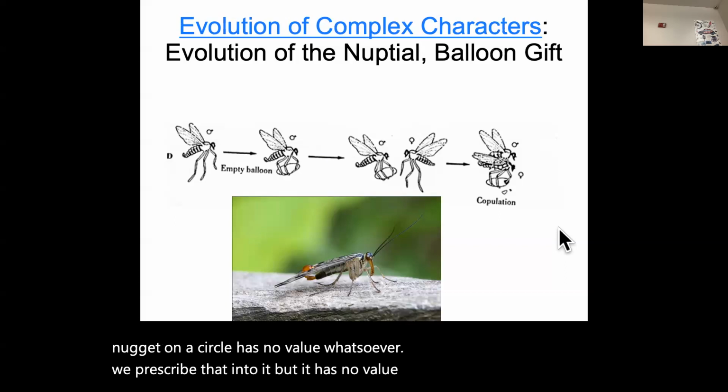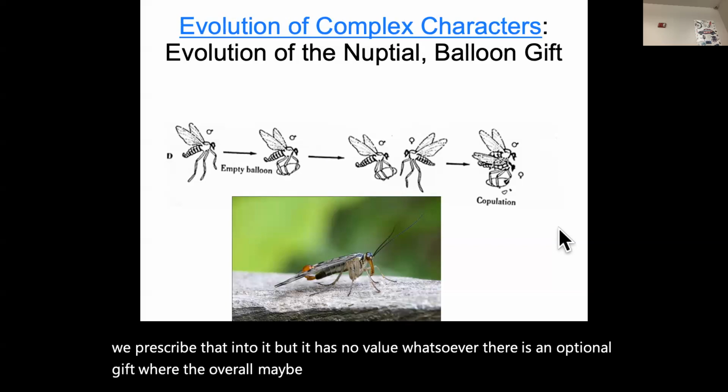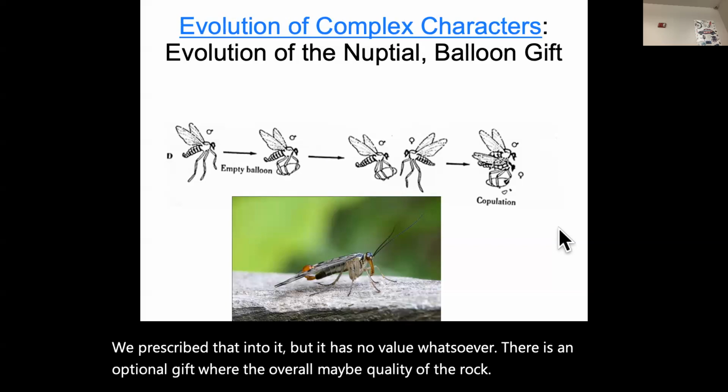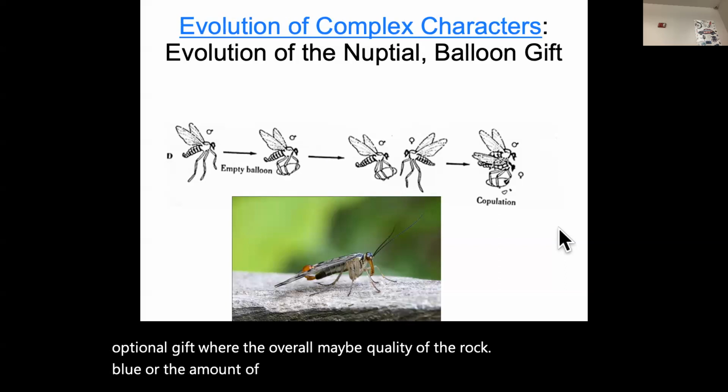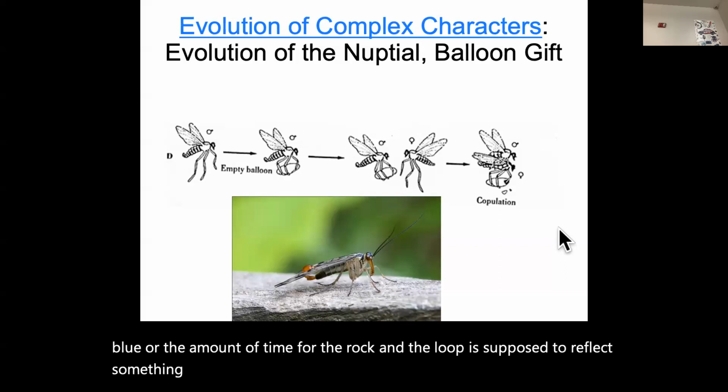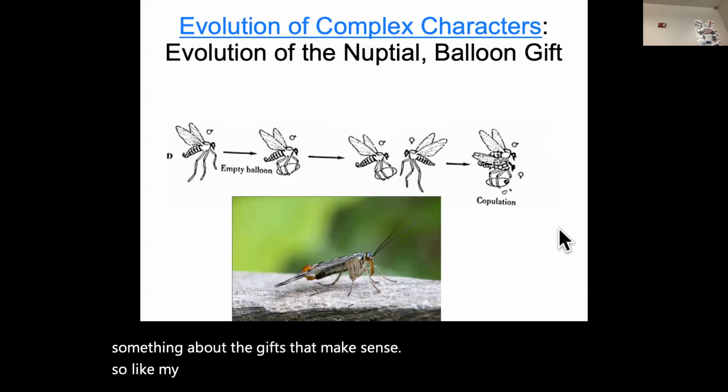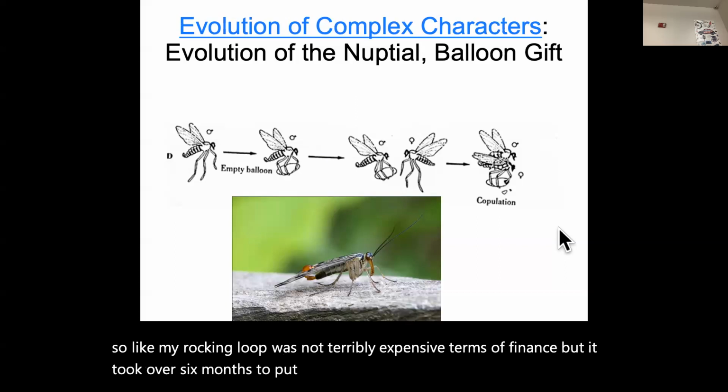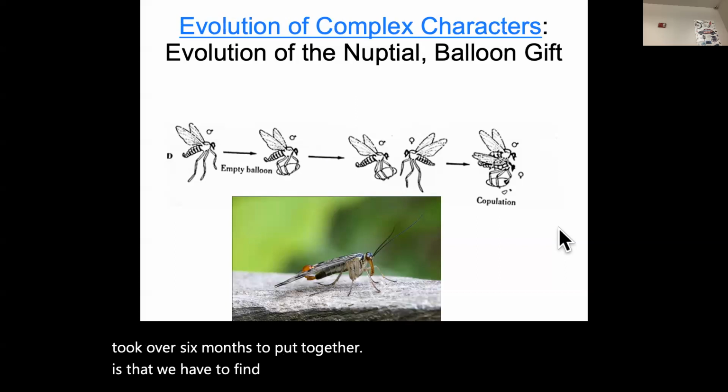And it is a nuptial gift where the overall quality of the rock and the loop, or the amount of time for the rock and the loop, is supposed to reflect something about the gift. Does that make sense? So my rock and loop was not terribly expensive in terms of finance, but it took over 6 months to put together. We had to find a pearl from a particular sea, which took a few months to go find that.